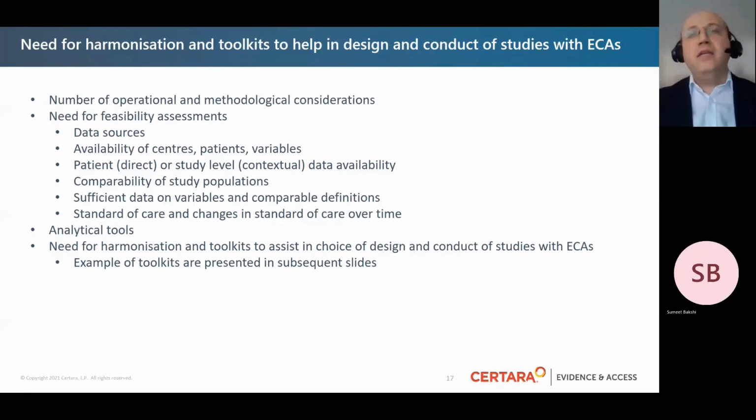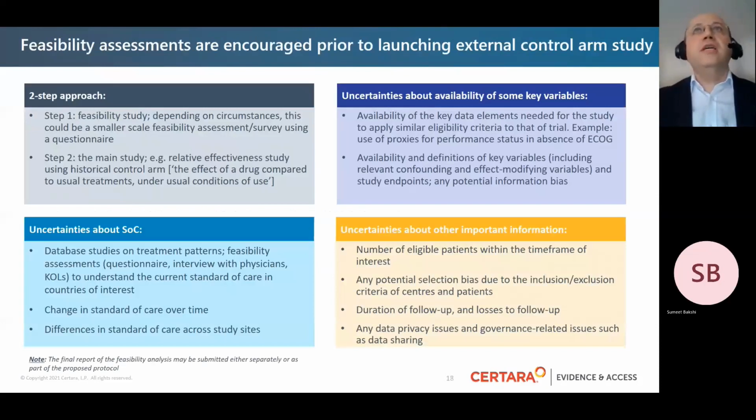Feasibility assessments are highly encouraged and in fact a must. In all studies including an external control, we always conducted a feasibility assessment, and all our studies involved a two-step approach. Step 1 was feasibility assessment and step 2 was the main study. Feasibility assessment allows assessment of uncertainties about standard of care. This could be done via a simple feasibility survey or by designing a standalone feasibility or pilot study.